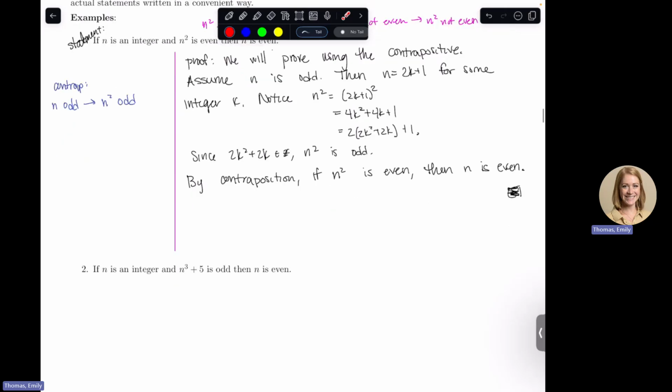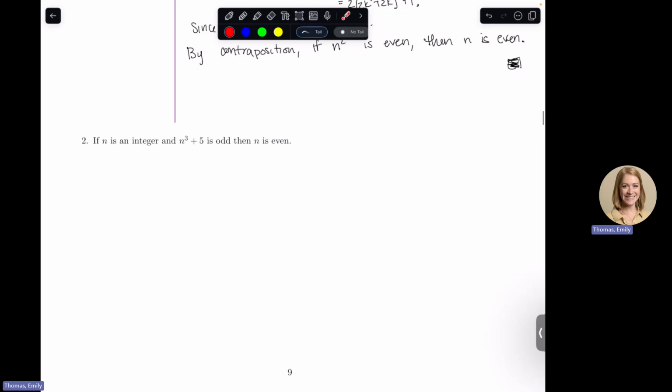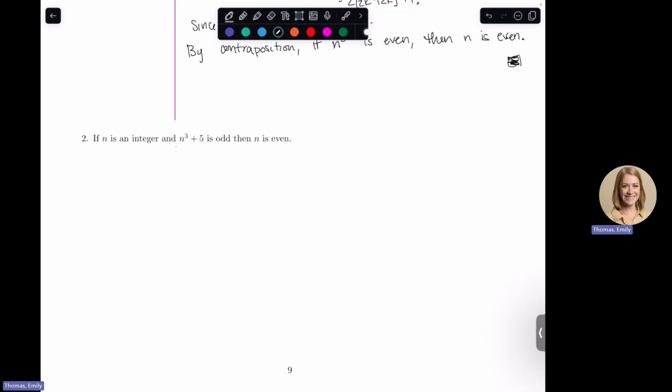All right, another example. If n is an integer and n cubed plus 5 is odd, then n is even. Again, to prove this directly, we would assume n cubed plus 5 is equal to 2 times an integer plus 1. I've got to get n by itself, so I subtract 5 from both sides. I can do that. But then I've got to cube root stuff. I don't know how to cube root anything, so we can't do that. It doesn't make sense to try to prove this directly, so we're going to prove it indirectly using the contraposition.